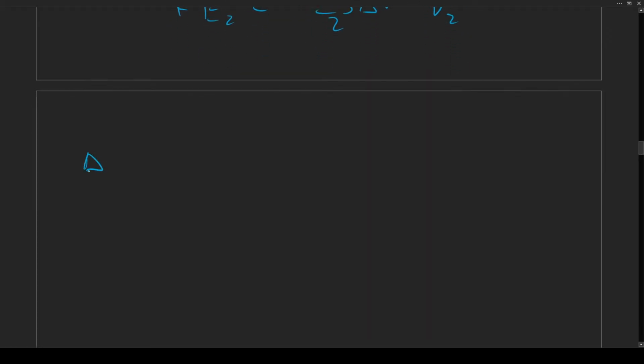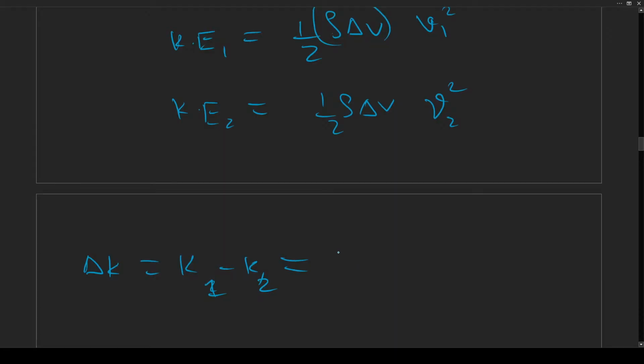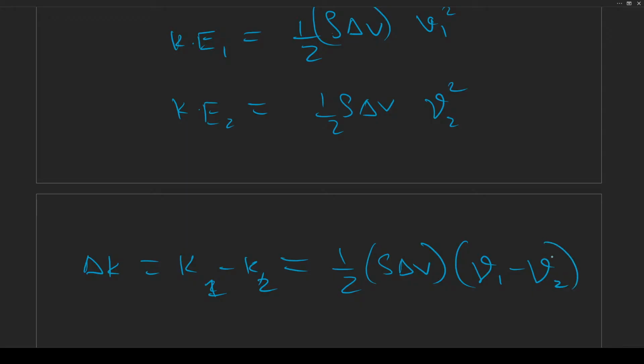Now delta KE, or delta K, which is equal to K2 minus K1, or K1 minus K2, is equal to, taking the common things out, half rho delta V times V1 square minus V2 square. This is the change in kinetic energy.